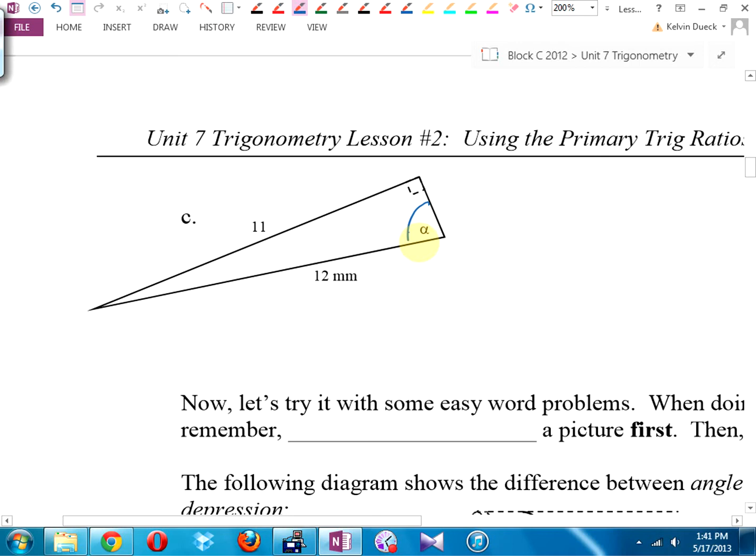They gave me 2 sides, yes? Let's label the 2 sides. Hey, the 11, what's that? Opposite, adjacent, or hypotenuse? Opposite. Across from, opposite. What about that 12, adjacent or hypotenuse? Long, skinny side, the one across from the 90, hypotenuse. Did you guys turn the page? Okay, I did.